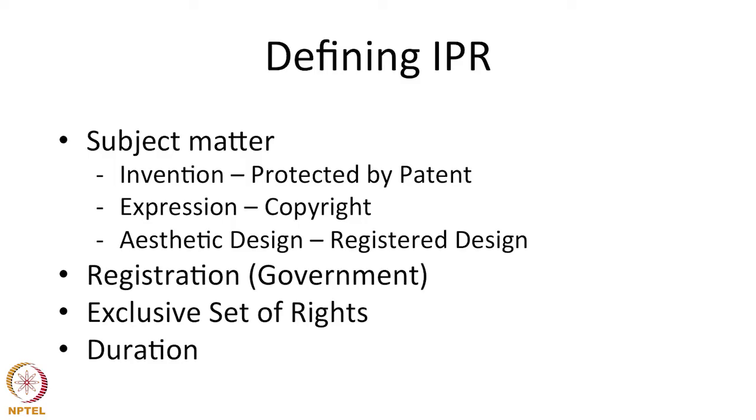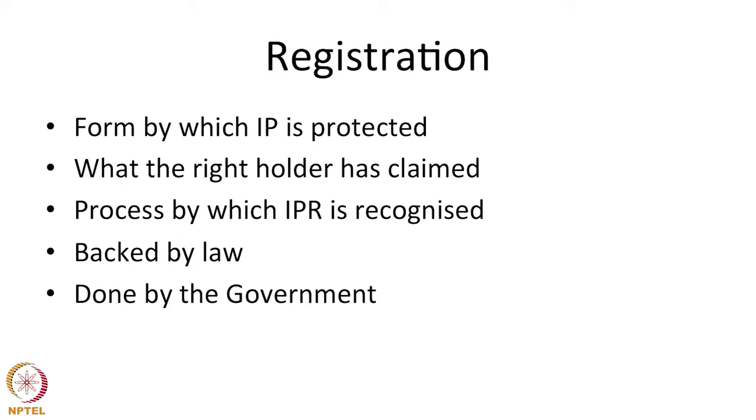In defining intellectual property, we first look at the subject matter. Then we look at the form by which it is protected. Now, we said that intellectual property rights are intangible rights, and it is sometimes difficult for us to ascertain the contours of this right, the boundaries of this right. Registration is a way in which we can understand what the right holder has claimed.